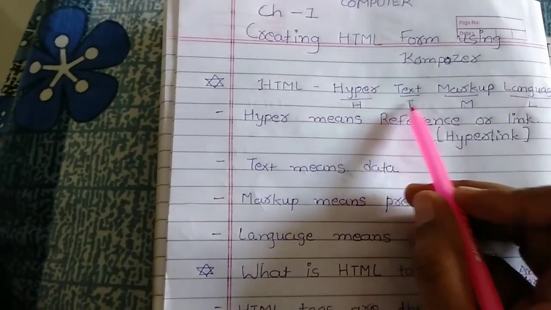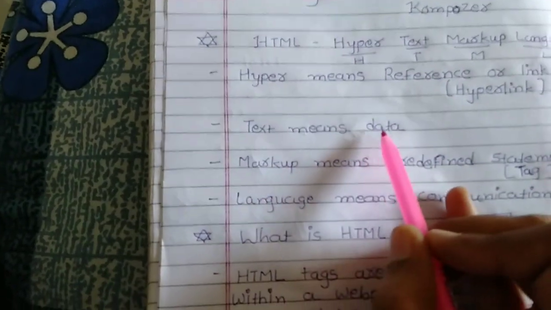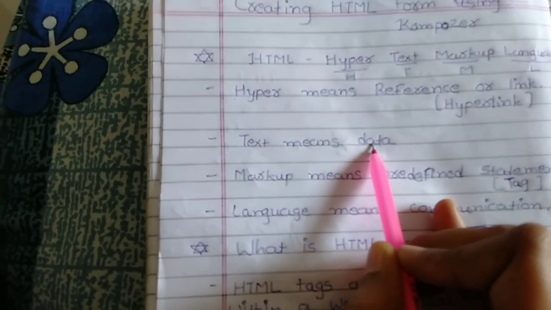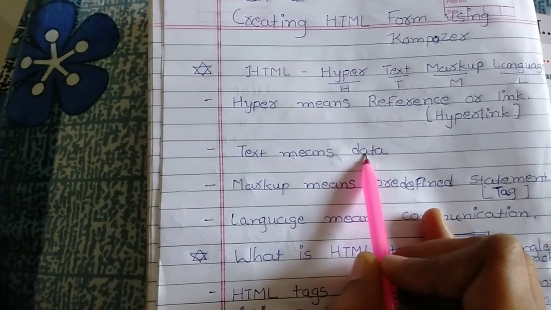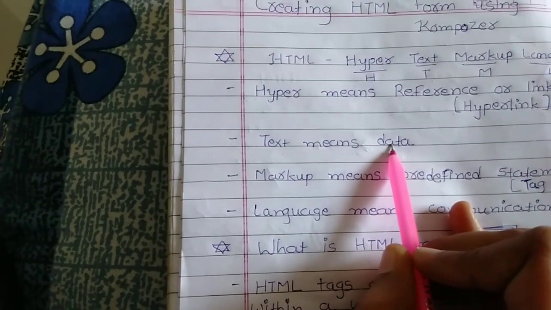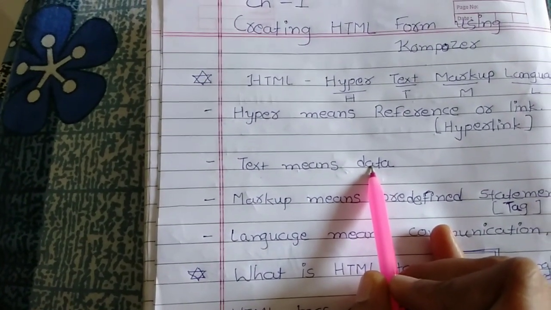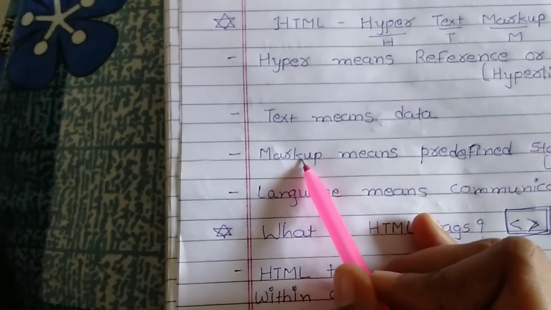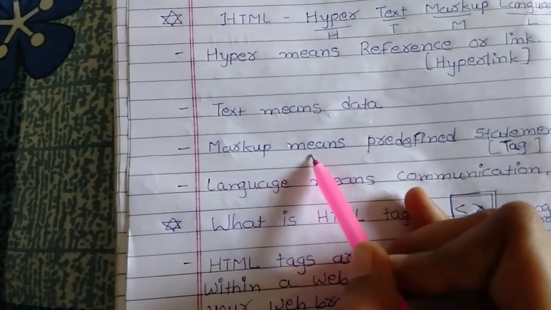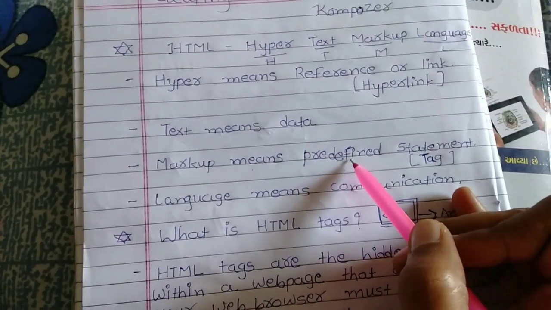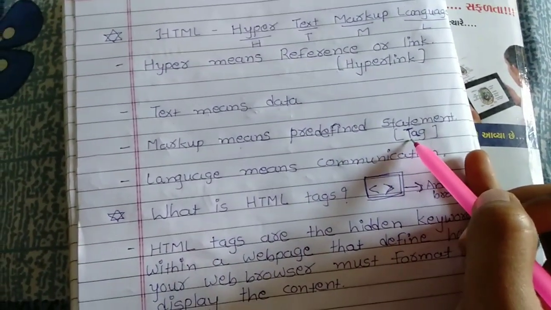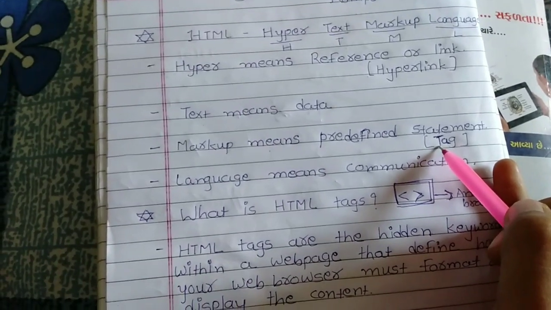Next, text. What do you mean by text? Text means data. If you want to write anything in your HTML, then the data you write is known as text in computer terms. Next is markup. What do you mean by markup? Markup means predefined statement, that is tag, that is HTML tag.